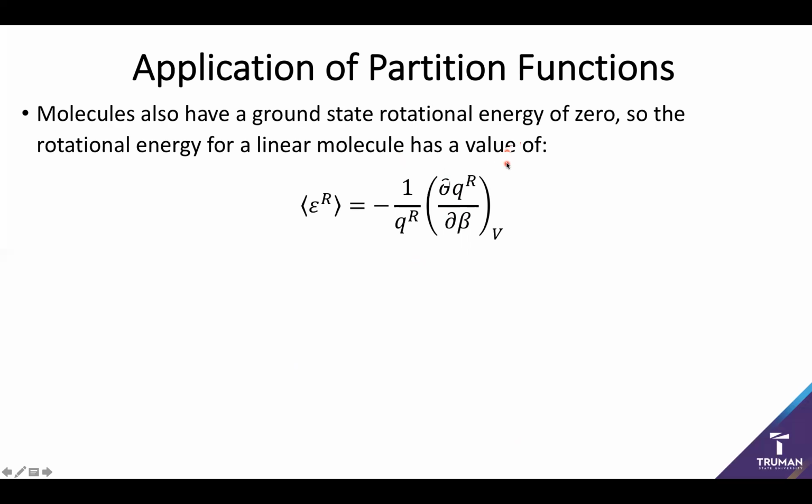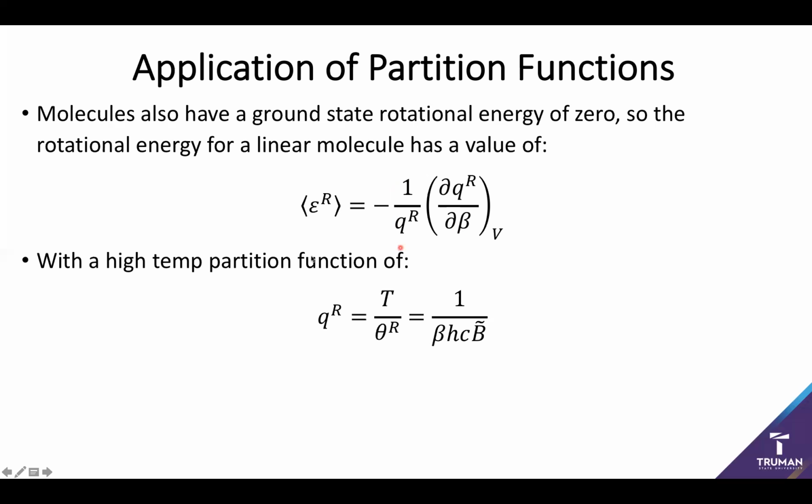In addition, we're also benefited by the fact that rotational movement has no ground state energy. So I'm able to provide the average energy for the system as just -1 over q, dq d beta. So what we can then do is use our expression for the high temperature partition function. And it is worth noting that when I'm talking about high temperature, it pretty much just means room temperature qualifies as high temperature for rotational motion. Though it is worth remembering that this would break down if I go to significantly cooler temperatures.